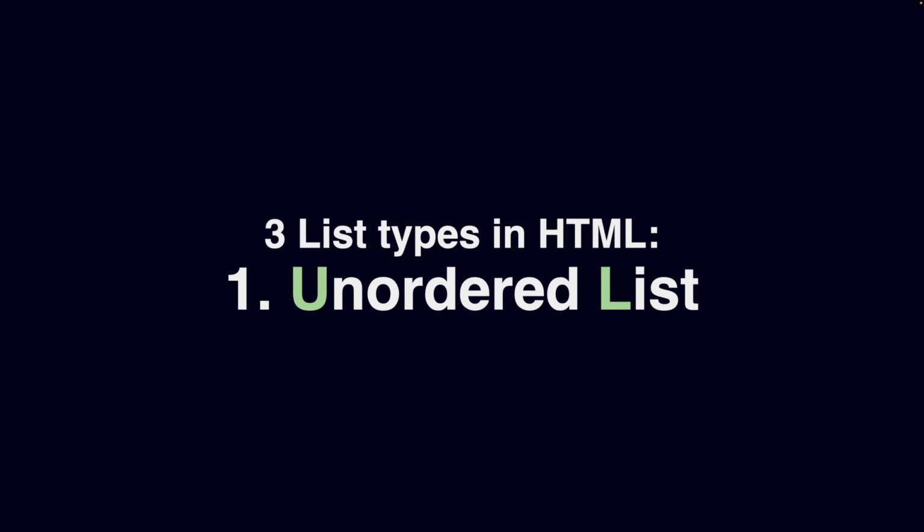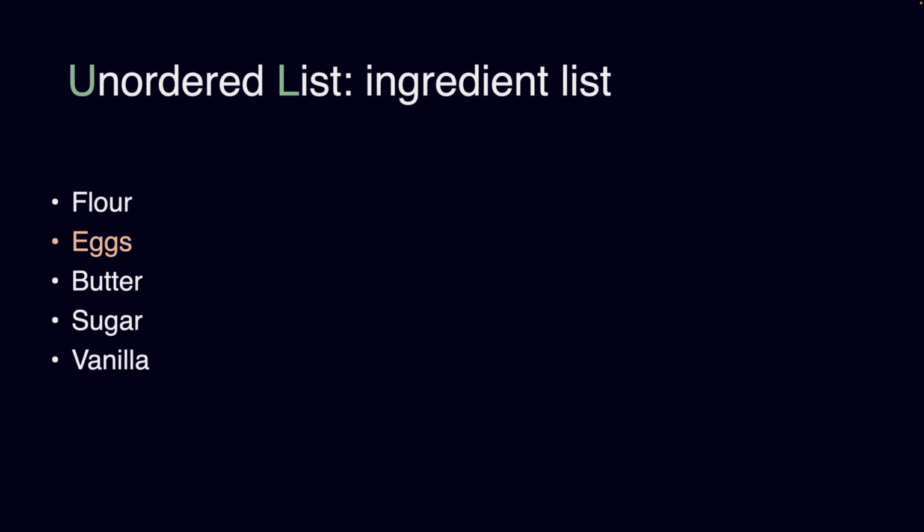We have three types of lists in HTML. Let's learn the first one, the unordered list. Here we have our ingredient list again. We have 5 items there, and the second item is eggs.